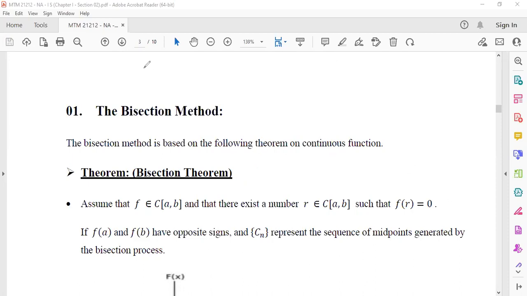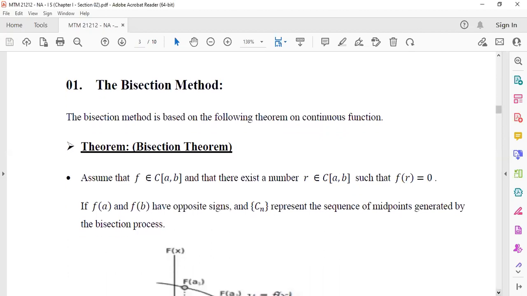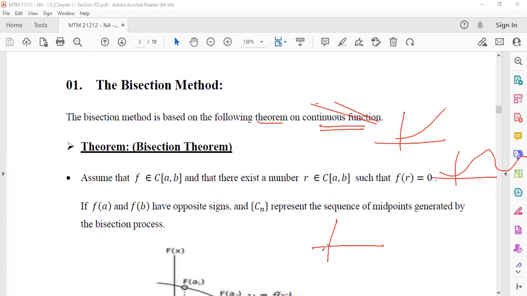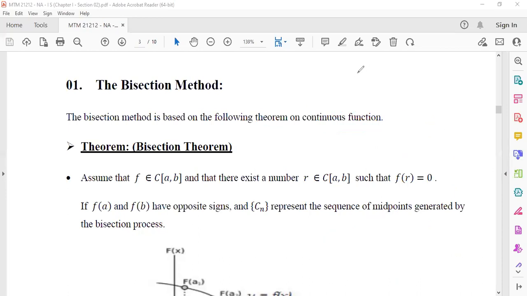You have to keep it in mind. This is the bisection method, and it is under this theorem of continuous functions. So we are not talking about the other kinds of functions. We're going to talk about continuous functions. So what do you mean by continuous functions? Something like this, no? It has no break like this. So if you are talking about a function like this, with no breaks, that's what we mean by continuous functions.